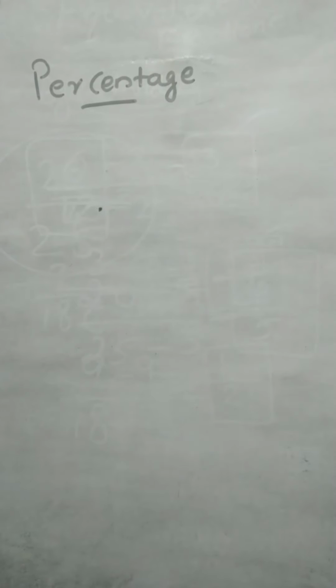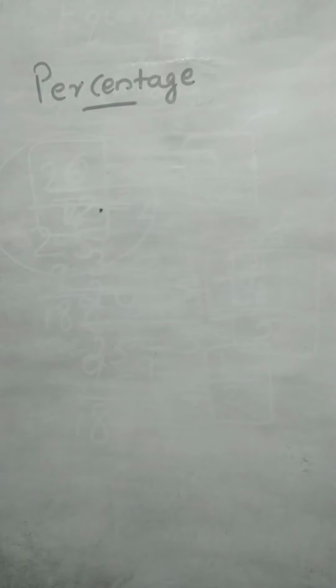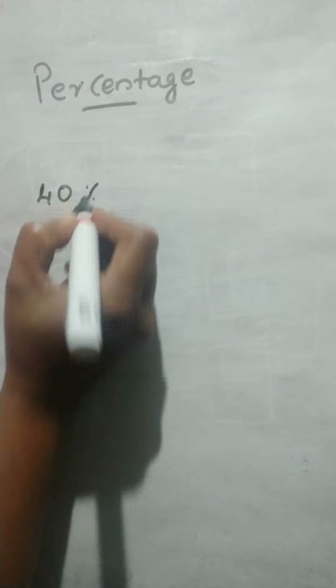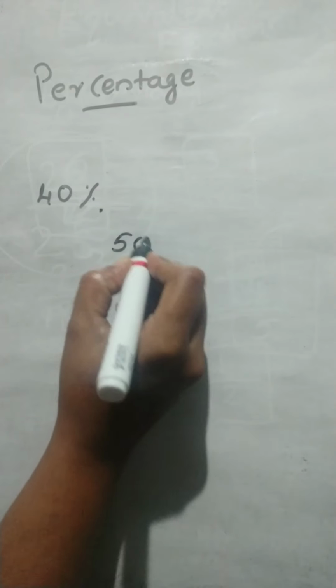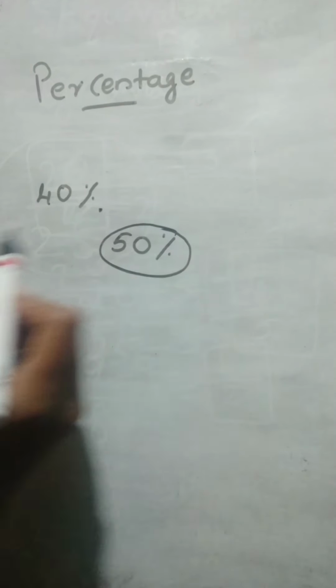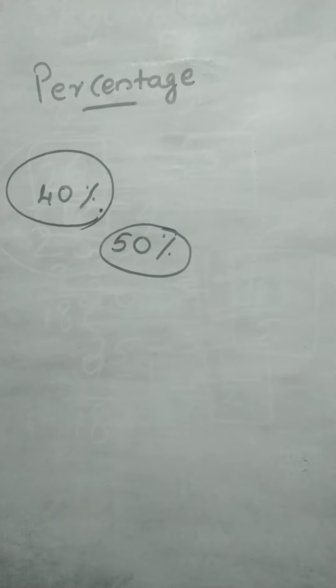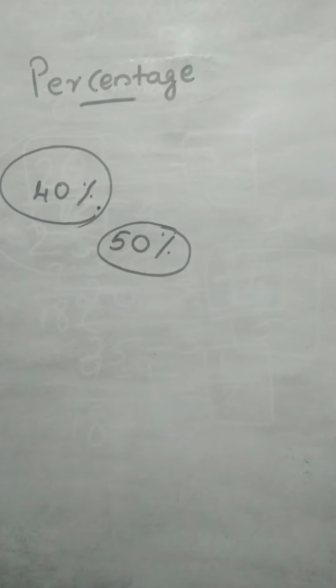Children, today we are going to study percentage. This is another way of comparing quantities. That is, we can say I got 40 percent in the maths exam, and you got 50 percent in the maths exam. So, while comparing, you got more than me. Okay, so this is the comparison of marks. So we can say percentage is another way of comparing quantities.